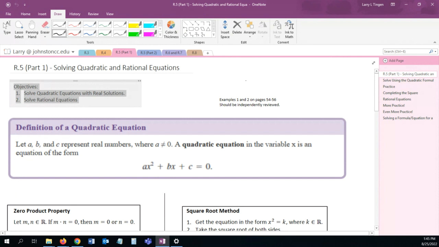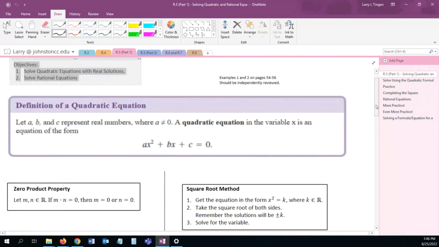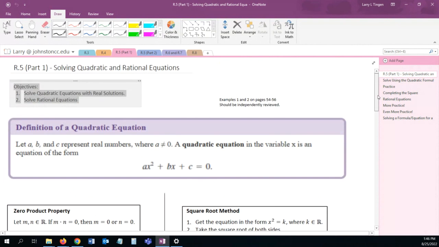All right, and let's tackle R5. So R5 has two parts. The first part is quadratic and rational equations. This is going to feel like a repeat because you've done this before, but follow along with me anyway. So we've got a quadratic equation. First off, I'm going to show you some notation. You're going to see it down here.